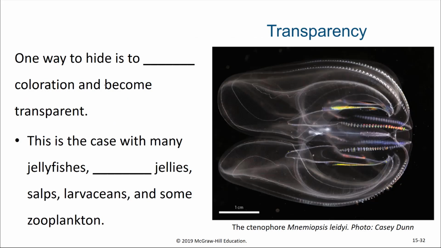Another way to hide is to lack coloration and become transparent. This is the case with many jellyfishes, comb jellies, salps, larvaceans, and some zooplankton as well.